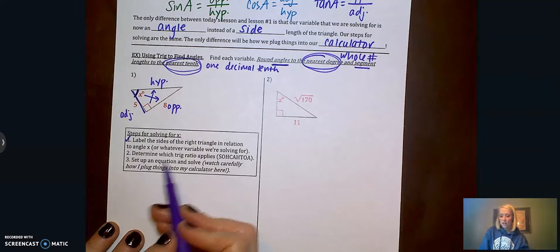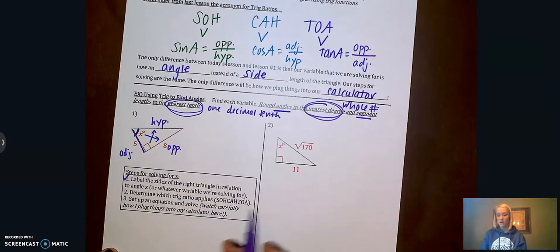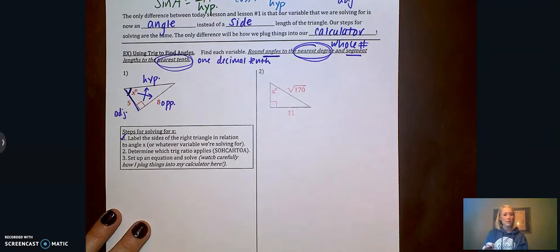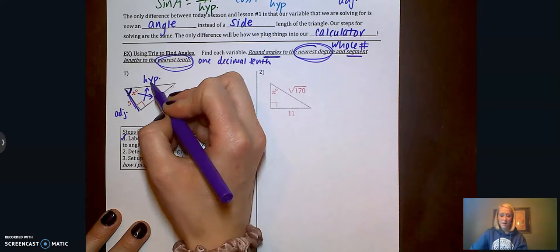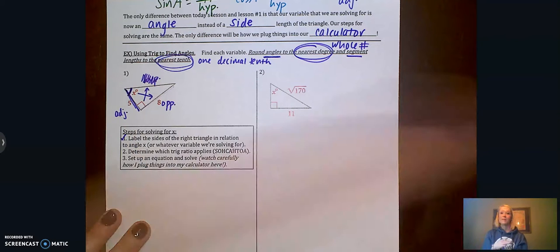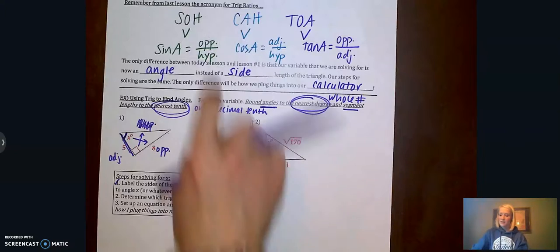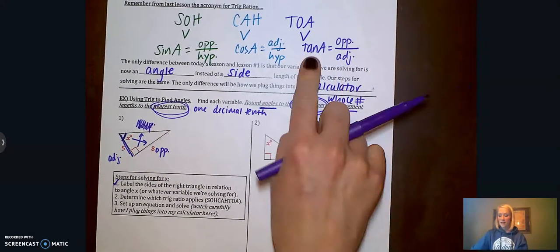Step 2 is determine which trig ratio is going to work here in solving for X. So think SOHCAHTOA. Now, you always ignore the side length that has no label on it. This side is labeled 5. This side is labeled 8. The hypotenuse, no label. There was nothing there at the start of the problem. So I'm not using the hypotenuse. I'm just using adjacent and opposite. So that's tangent. Tangent uses opposite and adjacent.